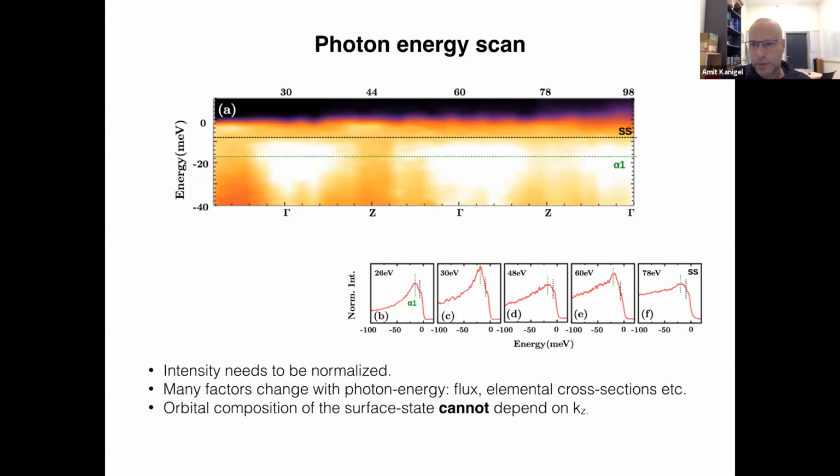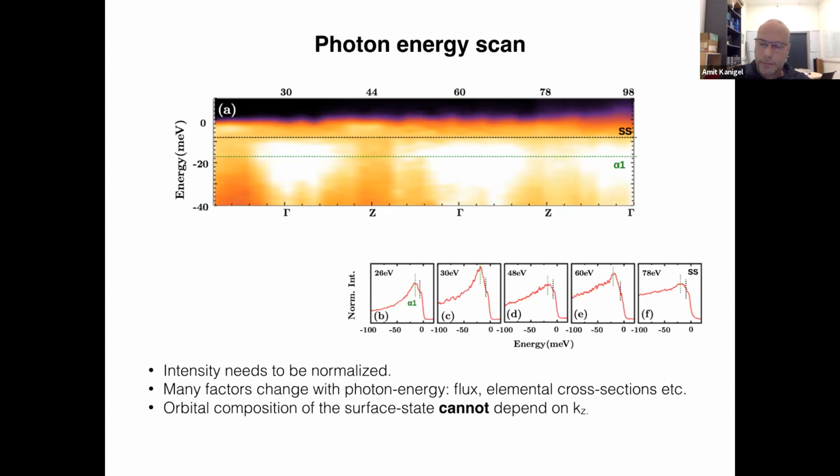Now, when we try to extract useful information from a plot like that, the main issue is the normalization. When you do spectroscopy and look at features in energy, you are safe. But if you are looking at intensities, this can often be misleading, because the intensity depends on many factors. We scan the photon energy over a very large range, so the efficiency of the beamline changes, the cross-section of the different elements changes, and it's risky to look at the intensity. It's much safer, in this case at least, to look at the intensity ratio.